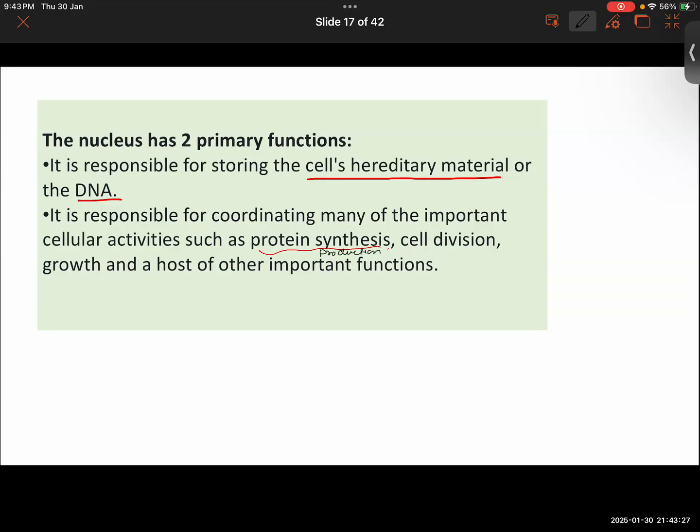It is responsible for many of the activities done by the cell. For the production of protein in the cell, the nucleus is responsible. For how the cell division is to be carried out, how the growth has to take place, and so many other functions, all of these are being coordinated by the nucleus. Is that clear?